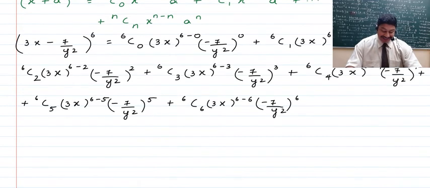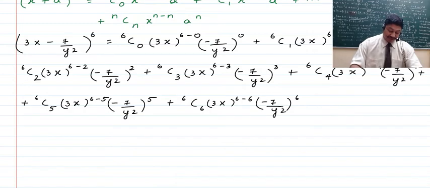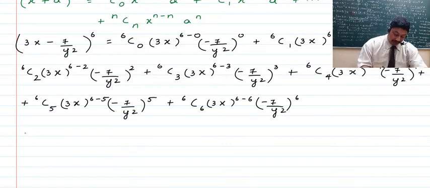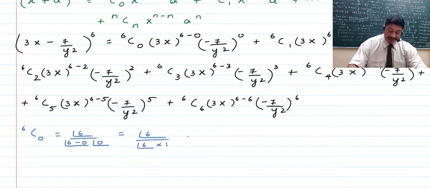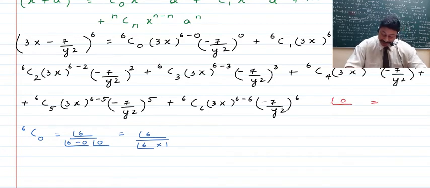Now, children, our task is to simplify and to get to the final answer. So first, what we're going to do is find out all of these binomial coefficients. Talking about the first binomial coefficient, we have 6C0. So obviously that becomes equal to factorial 6 divided by factorial of 6 minus 0 times factorial 0. So this is going to become equal to factorial 6 divided by 6 minus 0, which is 6 factorial, and 0 factorial, children, is 1. You have to remember this as a rule. Whenever you talk about factorial 0, that becomes equal to 1.